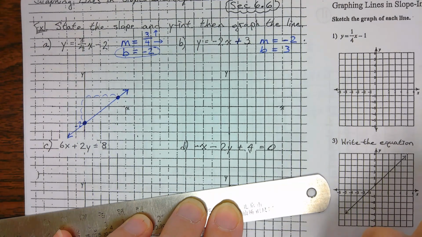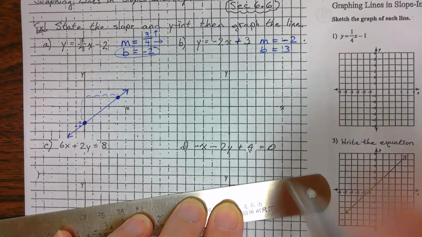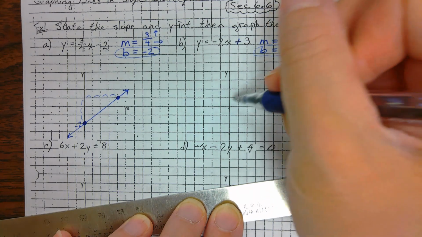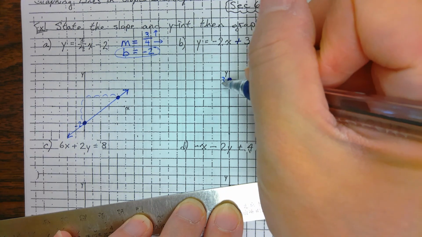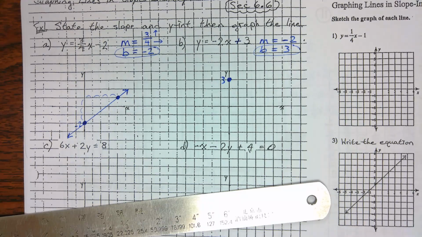Okay, what am I plotting first? Yep. M or B? Right, okay, so I always plot my B first. That gives me my first point. 1, 2, 3. Okay, here's my y-intercept. The B is my y-intercept, so I plot the 3 on my y-axis.